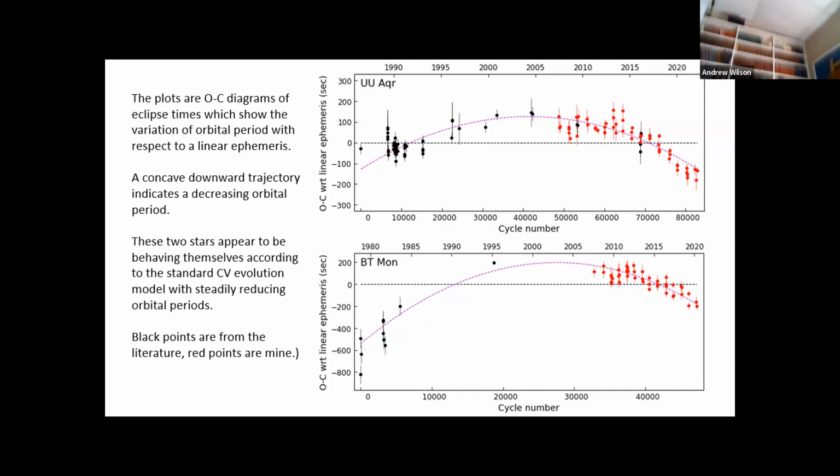On these plots, the dotted black line is the linear ephemeris, and a concave downward trajectory would represent a decreasing orbital period, which is what the standard model says should happen. And these stars do appear to behave themselves according to the standard model. The black points are ones from the literature that have been published, and the red points are ones I've been measuring myself over the last few years. But there's clearly, in both of these cases, good evidence for a decreasing orbital period.